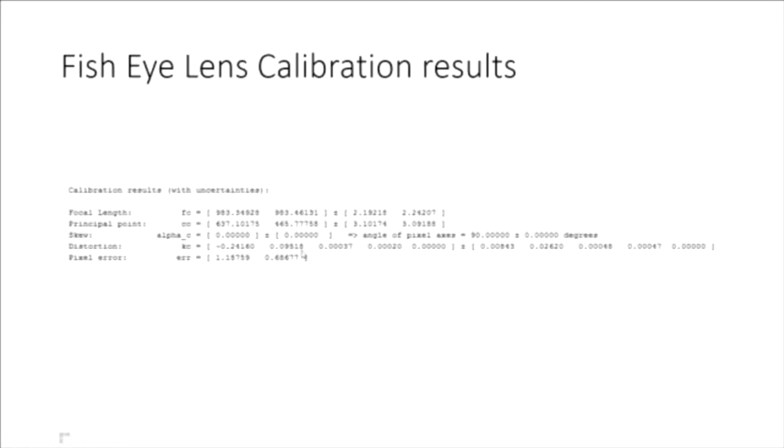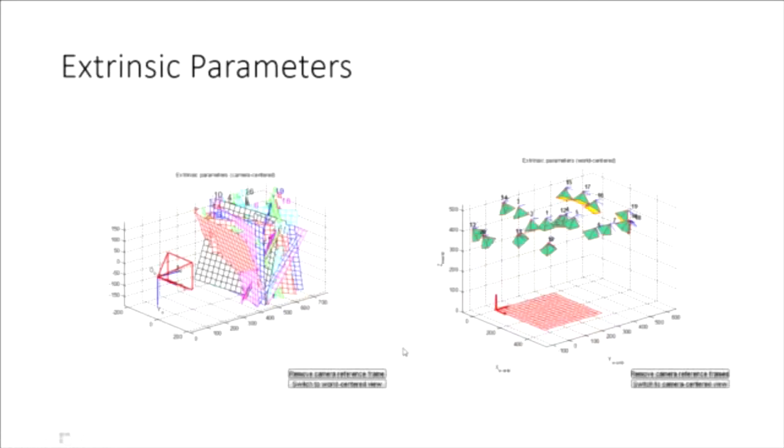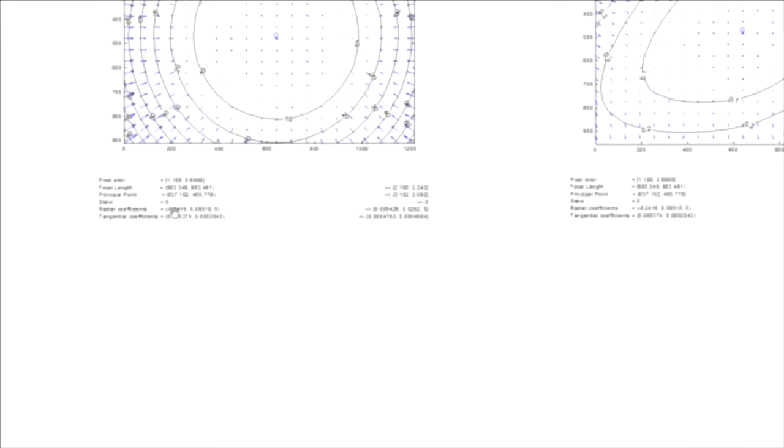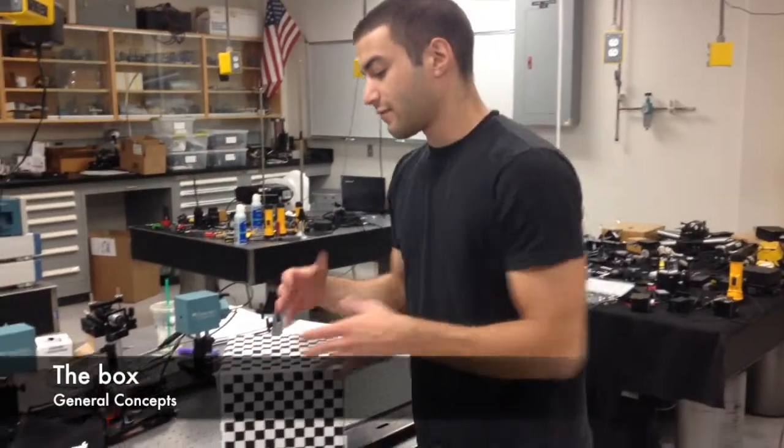For the fisheye lens, these are the calibration results. This is the projection error, and this is the extrinsic parameters. The distortion model once again suggests that radial distortion dominates in this case as well. This is one of two examples of distortion removal. You can see the distortion is removed very nicely here. And here's another example.